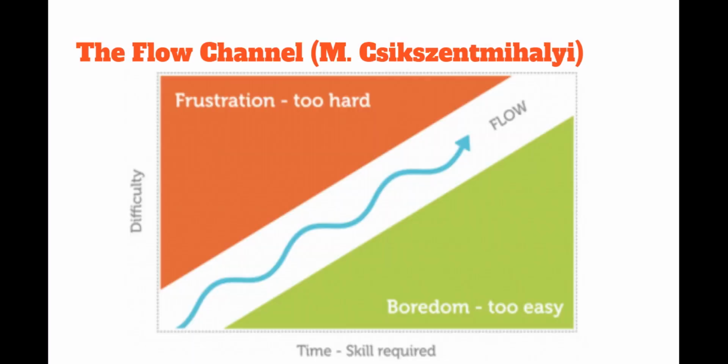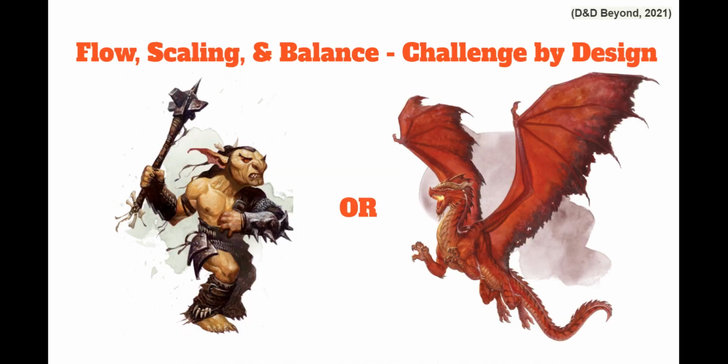And what's usually broken is that they are not in the flow channel. Either they are bored because they have too much skill for the level of difficulty that's presented to them in the game, or the game is too difficult for the level of skill that they have and they disengage because they're frustrated. I want to keep them in the flow. So I need to really balance the skill and difficulty levels. And this balance and scaling can be a design challenge.